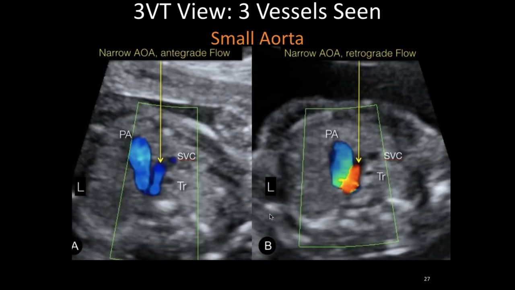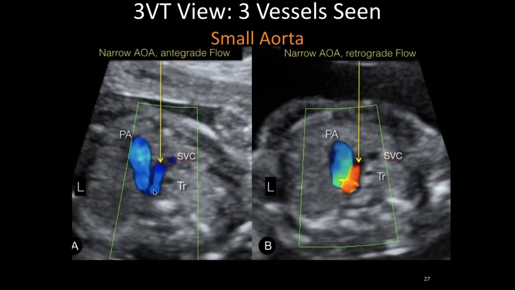So we see 3 vessels at the 3-vessel trachea, but one of the vessels is small. So here we are seeing the pulmonary artery, the ductal arch. We see the aorta, we see the superior vena cava, here's the trachea. But look at the size of the aorta in relationship to the pulmonary artery. So what could give me a small aorta, but there's forward flow in it?